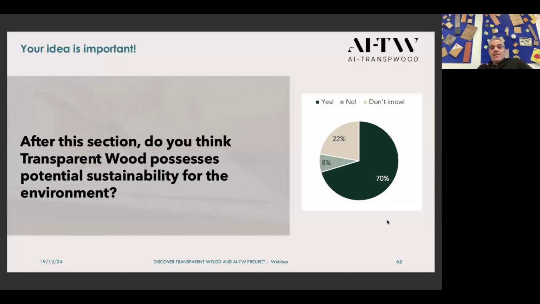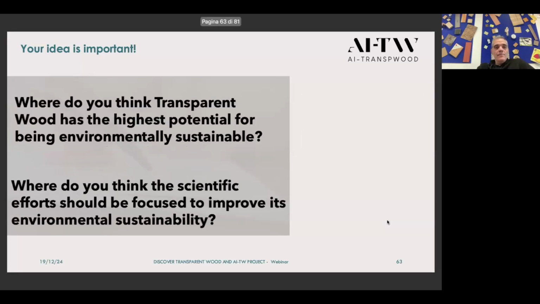Yes, as a matter of fact, we approach 68% of people voting for transparent wood as a sustainable material. We still have 8%, two people, against sustainability in transparent wood, and for sure we convinced more people about the possibility of transparent wood to be sustainable, as the percentage of people who do not know exactly if it's sustainable or not is around 22%. We started from 36%. Thanks a lot. Okay, we can go on.